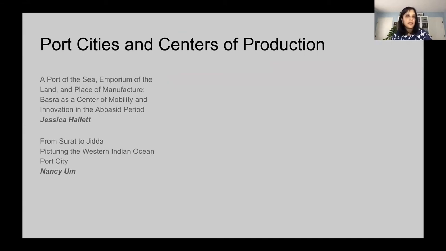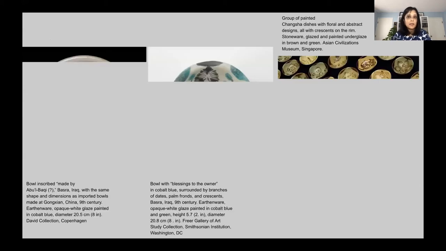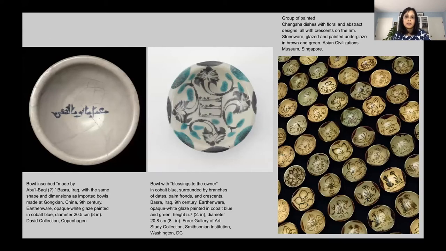The first one is Jessica Hallett's on the city of Basra as a center of mobility and innovation. This is during the Abbasid period, which is basically the second Islamic dynasty to rule over this region. And then the one after that is by Professor Nancy, who is looking at manuscript paintings related to the pilgrimage, the Hajj pilgrimage. So I'll hand it back over to Jochen so he can discuss the ceramics.